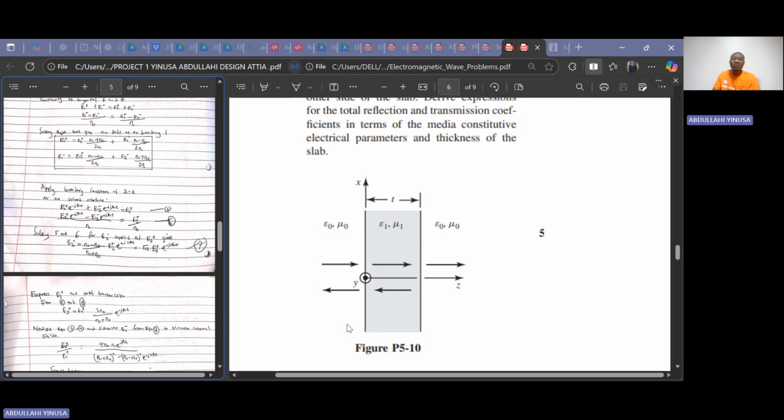Of course, the normal component of H is continuous. However, we apply that of the electric component here. That's how we're able to arrive at all these answers.